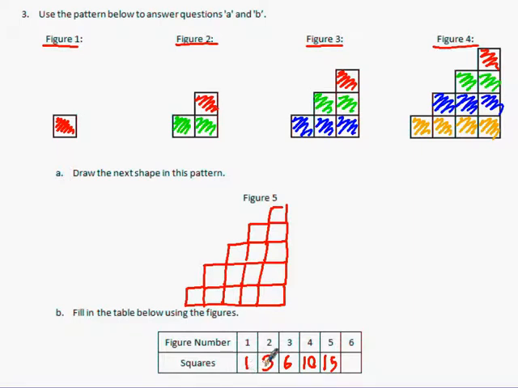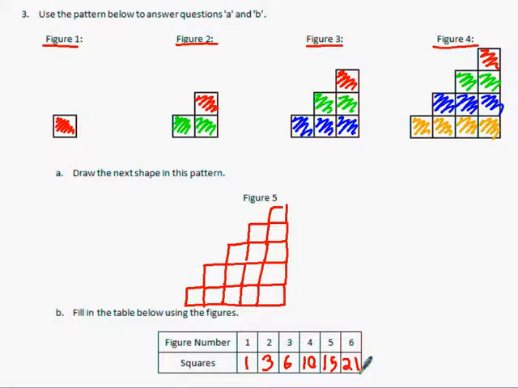1 plus 2 is 3. Figure number 3 adds 3 squares to the bottom. 3 plus 3 is 6. Figure number 4 adds 4 squares to the bottom. 6 plus 4 is 10. 10 plus 5 more squares is 15. 15 plus 6 more squares is going to be 21. So that finishes up our pattern there.